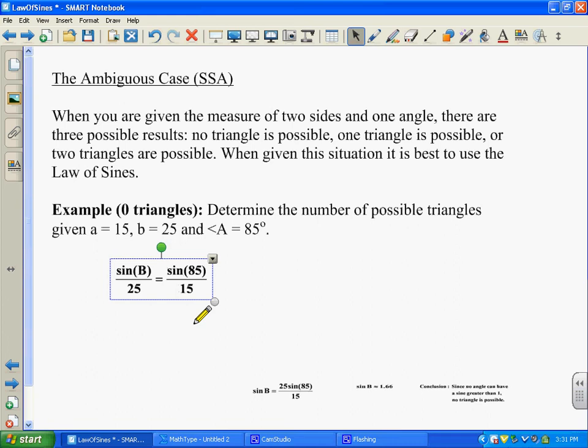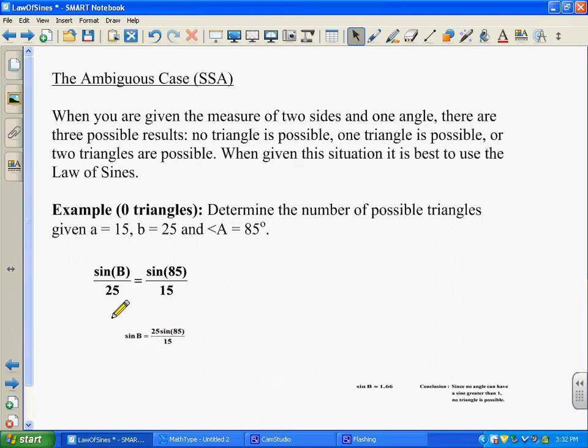We want to find the measure of angle B, so we'll start with the sine of B over 25 is equal to the sine of A over the side A. And we're going to multiply both sides by 25, and that's going to turn that equation into an equation where we have sine of B all by itself. We can put this value into our calculator, and we find that the sine of angle B turns out to be, according to this, 1.66.